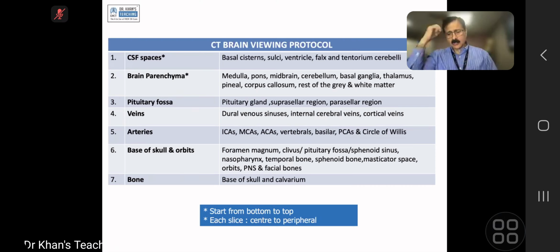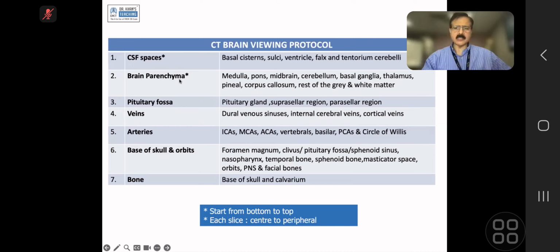So again and again, I cannot overemphasize this. We have done this many a time, but this is what satisfaction of search is also about. Viewing protocol is the key, and this is the difference between a safe and unsafe radiologist. So you must practice it, practice it, practice it. And this is the viewing protocol, which of course I've gone through with you many a time.